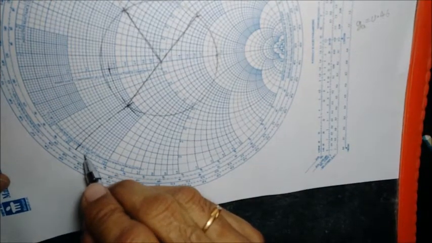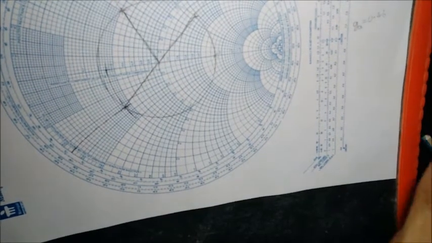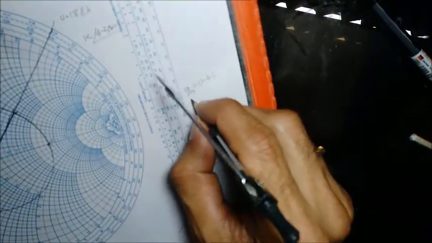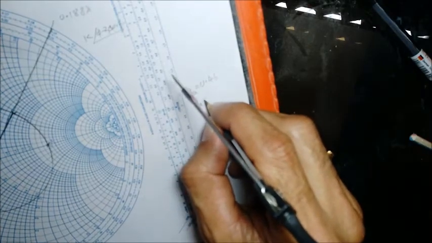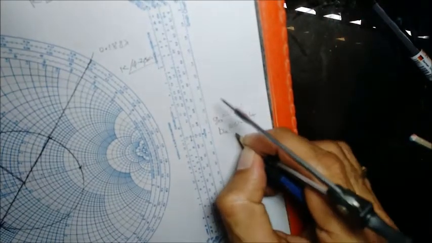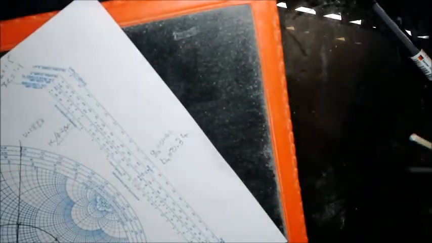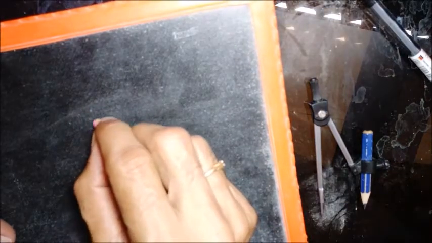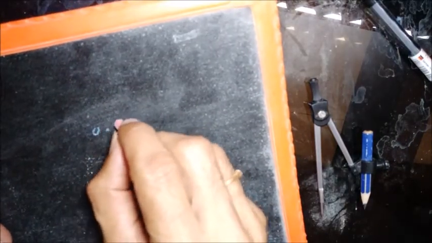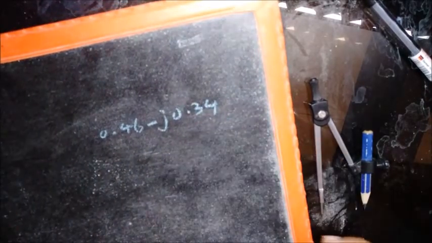1, 2, 3, 4, 5 subdivisions. So 0.32, 0.34. 0.34 it is. So minus 0.34, which means that it is no longer XA, it is BA, the normalized susceptance. It was 0.34 and it has a negative sign. I put minus 0.34. So the normalized admittance is 0.46 minus J 0.34.